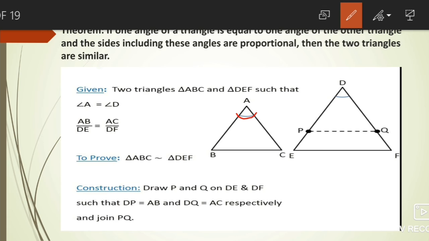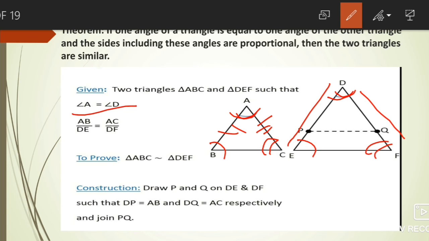Here it is given that angle A is equal to angle D and AB by DE equals AC by DF. You have to prove that the triangles are similar. That means if you can show that angle B is equal to angle E and angle C is equal to angle F, your proof will be done, because A is already equal to D. It is given. If three angles are equal, the triangles will be similar from the first theorem. The construction is again the same, so no need to explain.